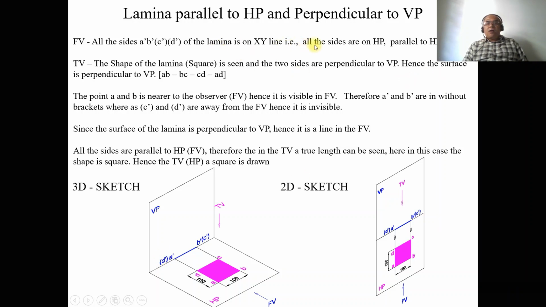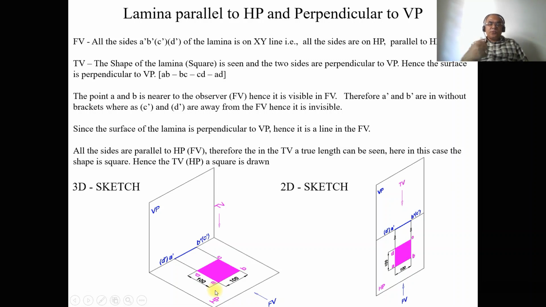All the sides are on HP, so the line is parallel to HP. When you look from the top view, what happens? The shape of this square lamina is a square. Why? Because all the sides are equal, that means AB is equal to BC is equal to CD is equal to DA. So when you look from the top view, we can see ABCD is a square.